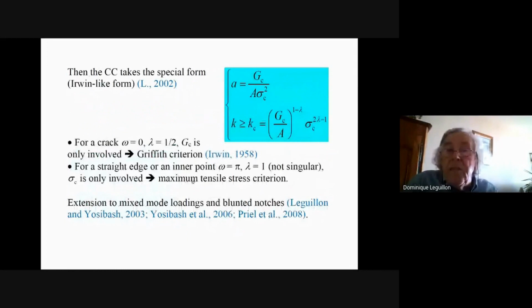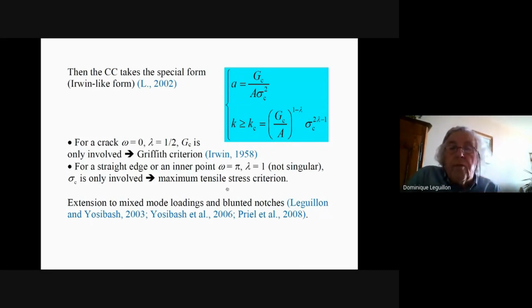If lambda is 1, you see that this is 0, this term is 1, and then this relationship involves only sigma c at the power 1. It is simply the maximum stress condition. You see, so this coupled criterion approach using matched asymptotics fits with Griffith for a crack and with the stress condition for a straight edge, and proposes a relationship for all the V notch openings in between.